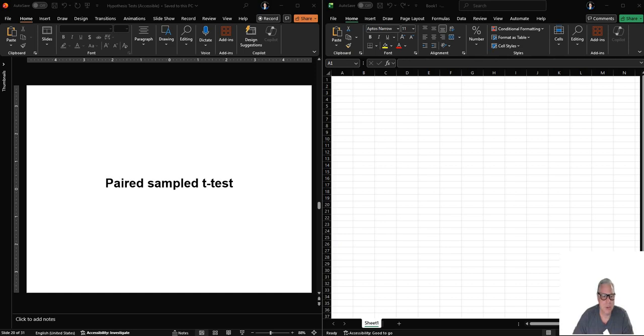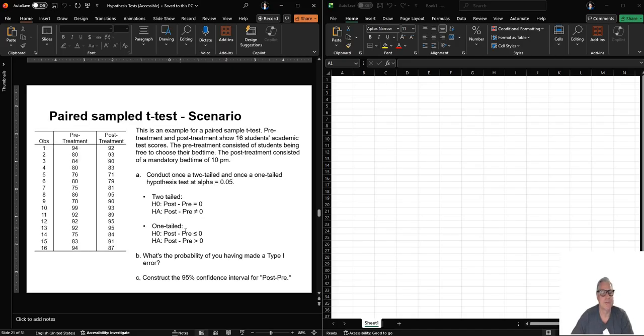All right, let's continue with a paired sample t-test. In a paired sample t-test, you have the same units of observation and you compare a certain indicator before a treatment and after a treatment. So here's an example of a paired t-test.